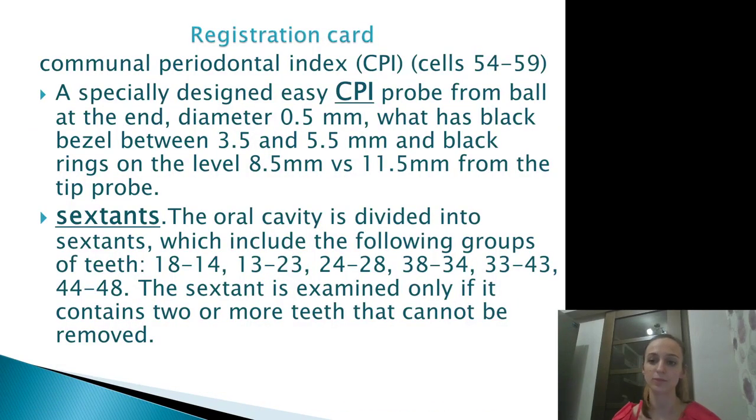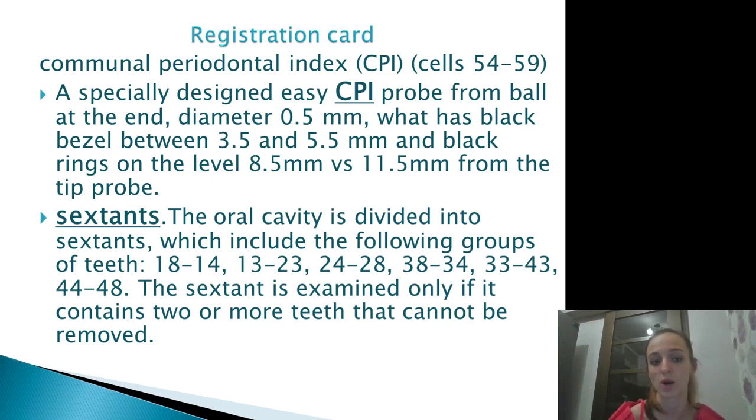It is cells 54, 59. Especially designed CPI probe with a ball at the end, diameter 0.5 millimeters. It has a black band between 3.5 and 5.5 millimeters and black rings at the level of 8.5 millimeters from the tip of the probe. The oral cavity is divided into sextants, which include the following groups of teeth.